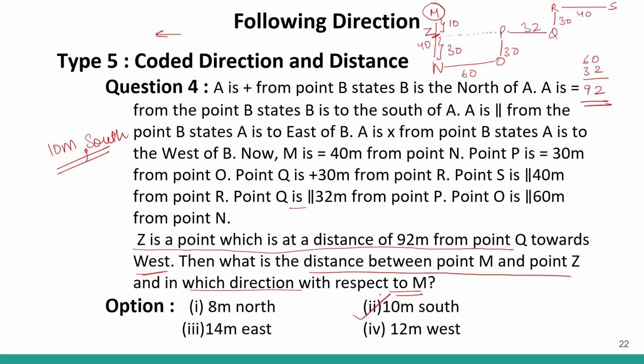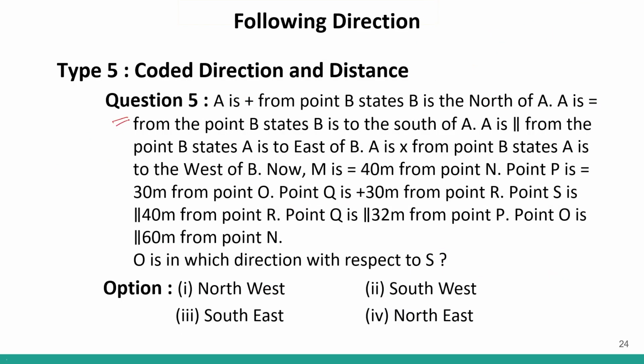So are you understanding how we are solving questions for coded directions and distance? Basically, each symbol is coded as a direction. We figured that out, then we draw the diagram, and then based on this diagram, we are solving questions. Now, question number 5. Same information, a different question.